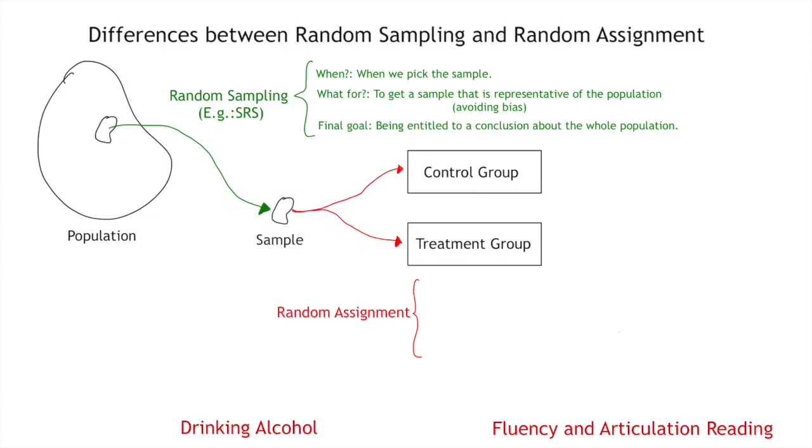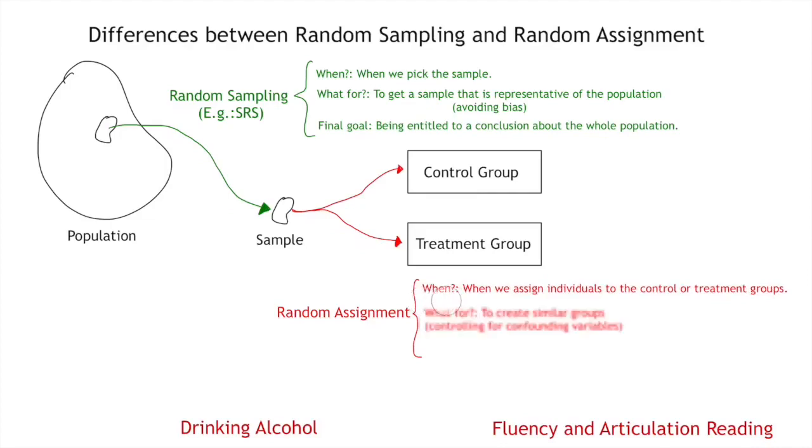We can use it to run an experiment. This requires at least two groups, the control and the treatment group. It is in this moment when we can apply random assignment. We can send half of the sample randomly selected to the control group and the other half to the treatment group. So for random assignment, you must know when we assign individuals to the control or treatment groups. What for? To create similar groups, controlling for confounding variables. And the final goal, being entitled to a conclusion about cause and effect.